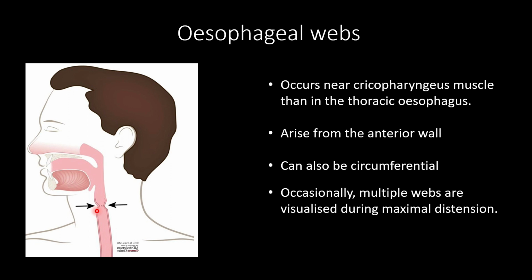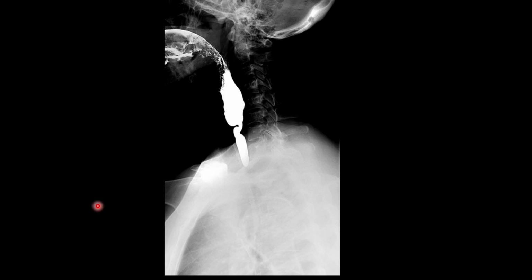Very rarely, they can also be circumferential, and occasionally multiple webs can be seen. Esophageal webs are also associated with conditions like Plummer-Vinson syndrome and graft versus host disease. Now, in this barium swallow image, we see a shelf-like defect in the anterior aspect of the upper cervical esophagus, which is causing a minimal upstream distension of the hypopharynx.